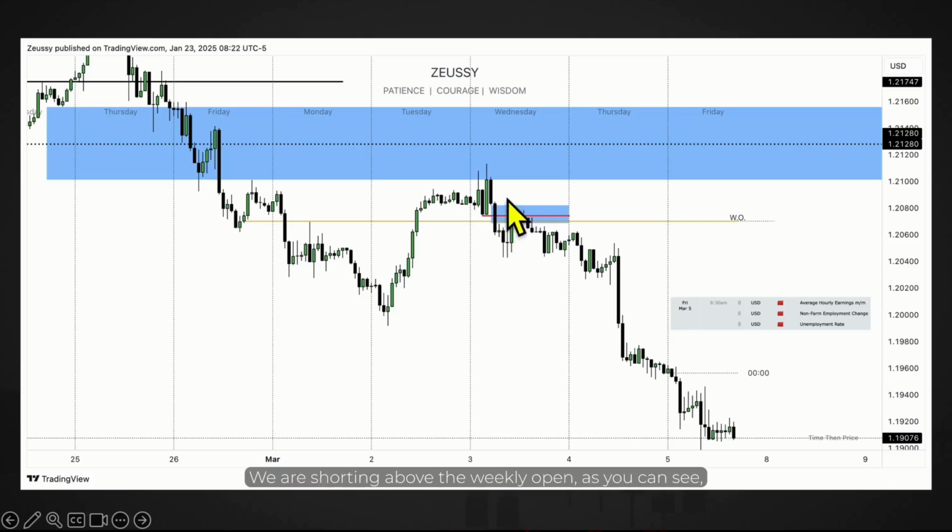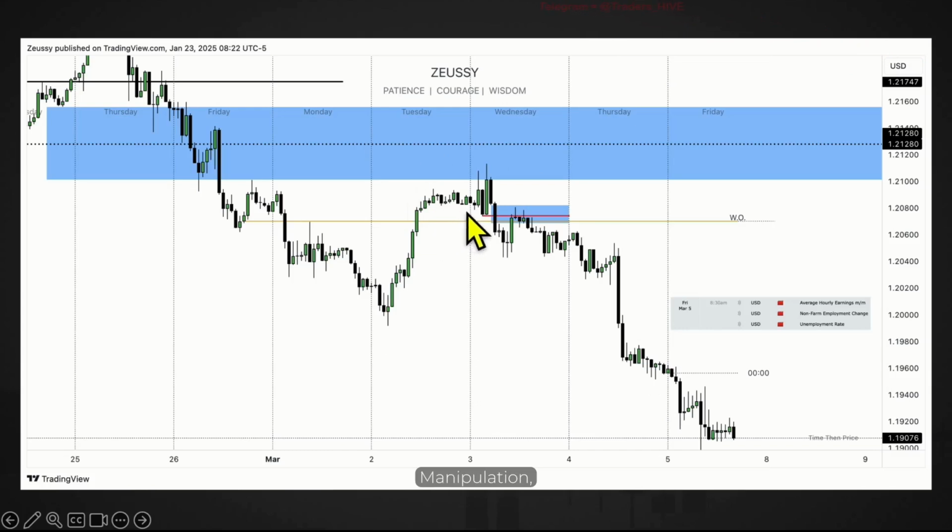We are shorting above the weekly open, as you can see, inside of a premium array of that CB, inside of a bearish breaker, inside of a market structure shift pattern low, and we know that the higher time frame institutional order flow is bearish, with NFP being on Friday. How many confirmations do we need? How many confirmations do you need that this is the low risk sell within this market maker sell model fractal, with this being the buy side of the curve and this being the sell side of the curve?